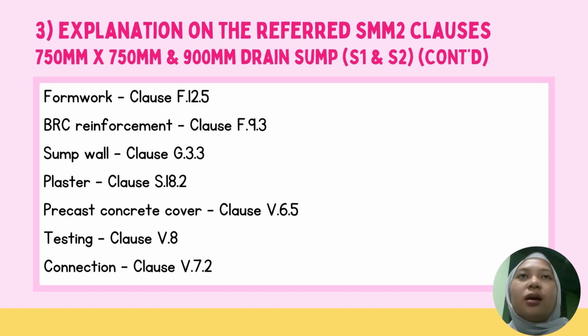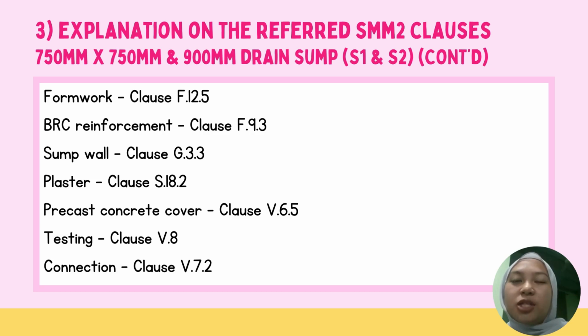V6.5, which explains that covers and intercepting traps shall each be enumerated separately, stating the type, the quality, the size, and the method of bedding or fixings. The next item is testing, which is under clause V.8.